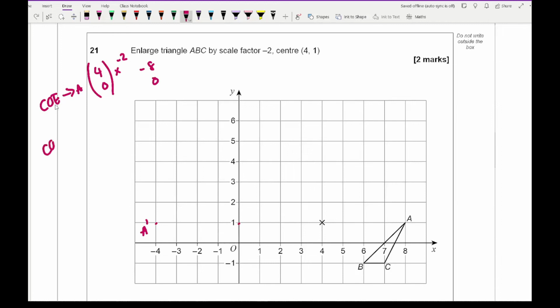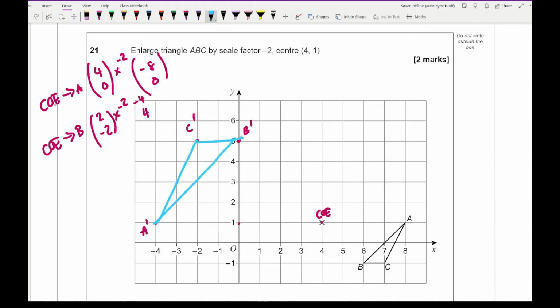And then if I do the center of enlargement to B, so to go from my COE to B, it's going to be 2, -2. And if I multiply that by -2, I get -4, 4. So if I go 4 to the left and then 4 up, it brings me here. So that's where my B dash is going to be. And then if I repeat the process for C, I find that it's going to be here. So then all I need to do is join them up with a straight edge.